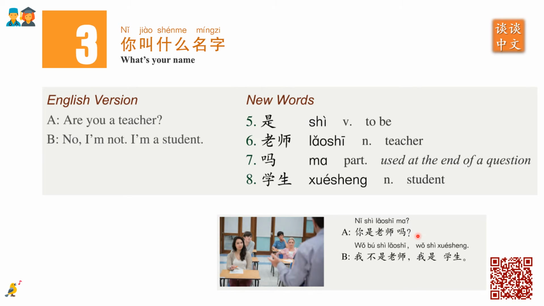学生 is student. So again, another important word for you. 学生, because you are also a student. So you can say 我是学生. I'm a student because you really are a student.